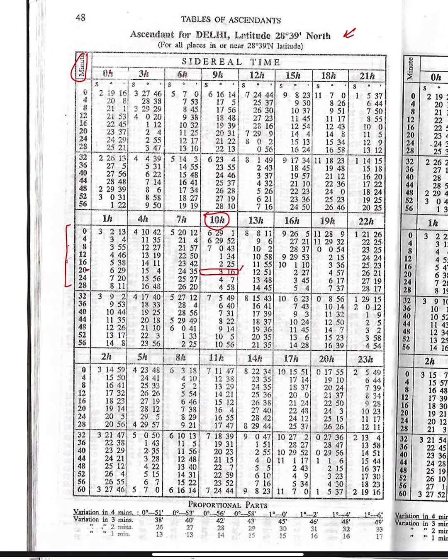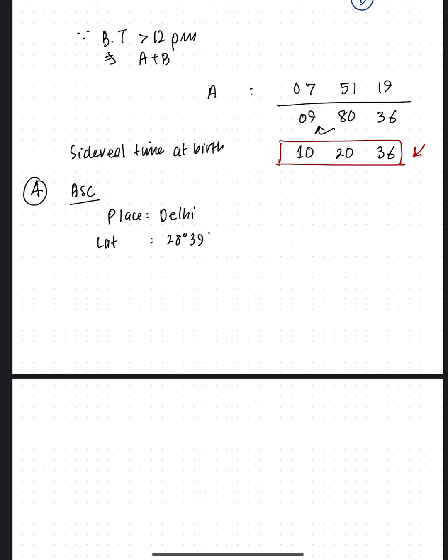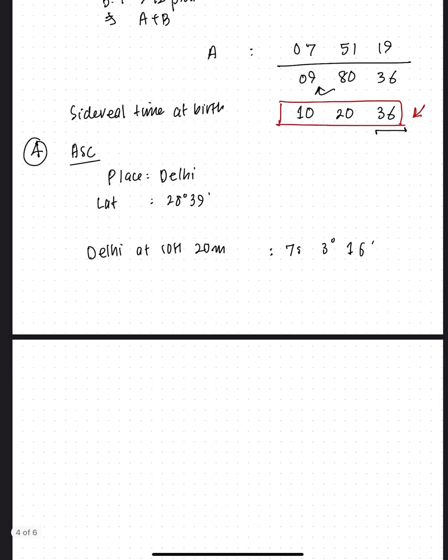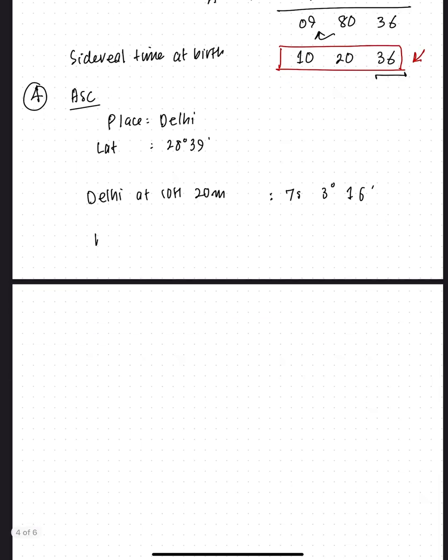Now don't just take 3 and 16. Also remember to take this 7. So this is 7, 3, 16. What is 7? 7 signs, 3 degrees, and 16 minutes. We come back here and we find that Delhi at 10 hours, 20 minutes, we have 7 signs, 3 degrees, 16 minutes. But our time is actually 10 hours, 20 minutes, and 36 seconds. We cannot let go of this 36 seconds here. So now we will calculate for 36 seconds. This is basic unitary method.